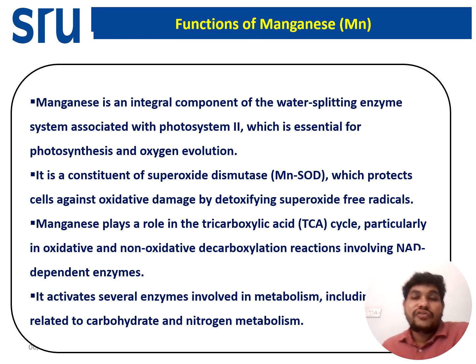Coming to the functions of manganese. Manganese plays a major role in photosynthesis, especially in photosystem II, by splitting water molecules, and the evolution of oxygen from photosynthesis occurs through manganese. Then manganese is a part of the SOD enzyme, superoxide dismutase, the enzyme which protects against superoxide free radicals, which damage the cell. If that enzyme is there, it will capture the superoxide free radicals and avoid damage to the cell.